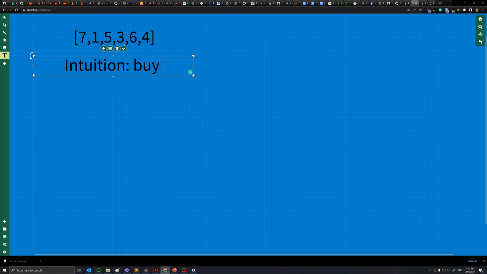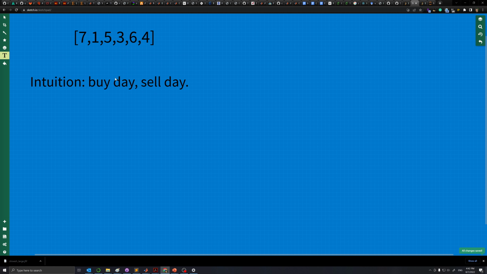We want to buy. We will have a buy day and we'll have a sell day, right? So those are the two things that we need to find. So it's basically like a search. You need to search for a buy day and search for a sell day. Ideally, you just want to find the lowest price day as a buy day, and the highest price day as a sell day.